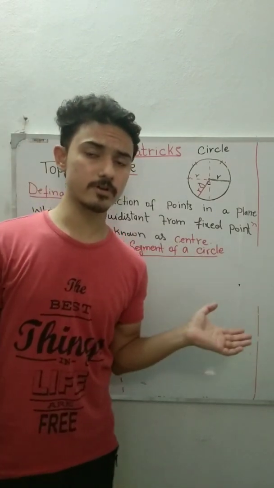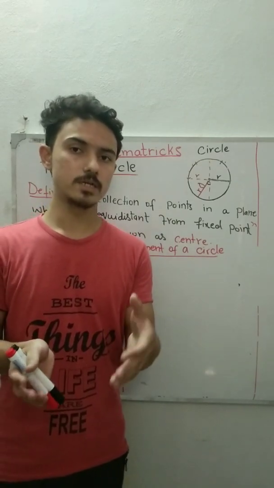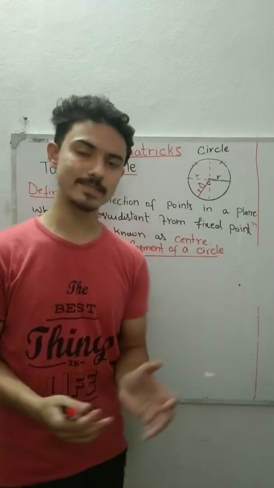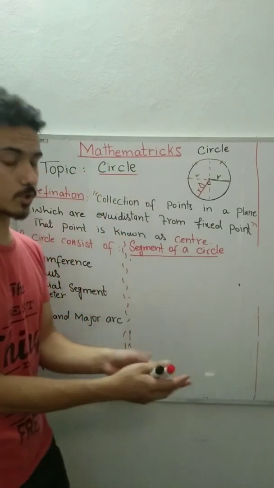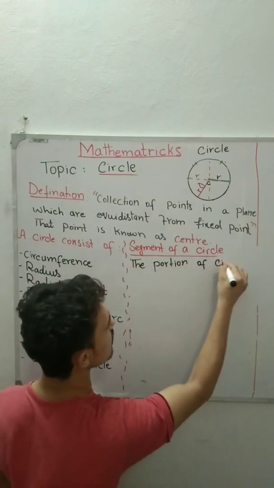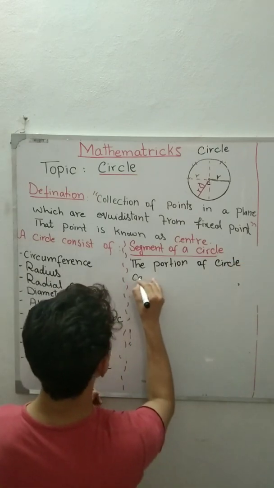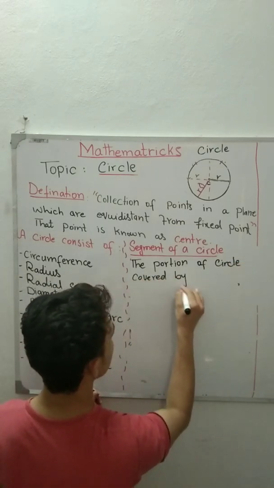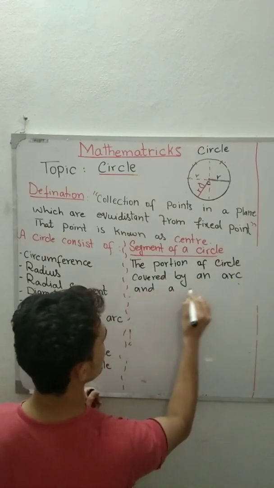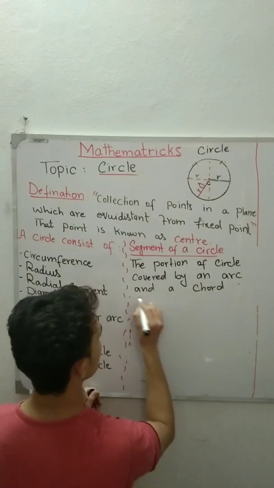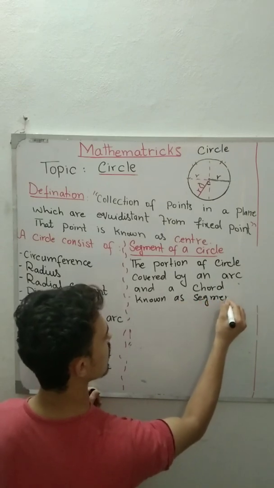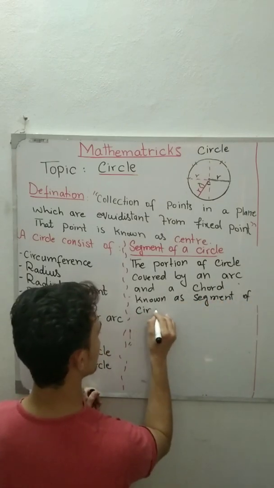So what is a segment of a circle? The portion of a circle covered or enclosed by an arc and a chord is known as a segment of a circle. Let me show you. The portion of the circle covered by an arc and a chord is a segment of a circle.